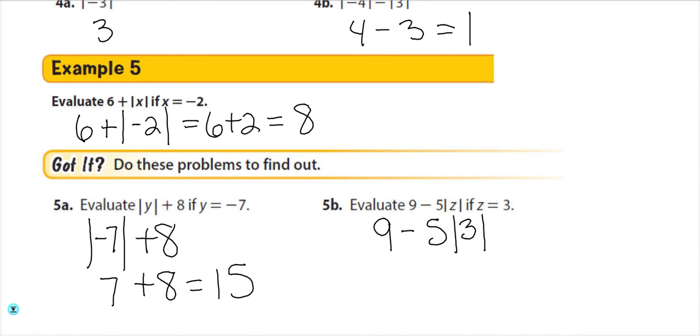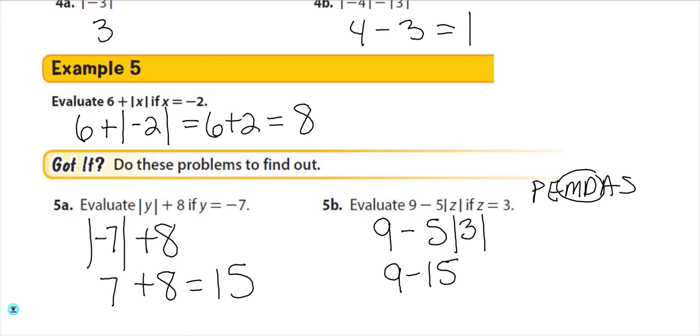Okay, so what we have is 9 minus 5 times the absolute value of 3. Well, you have to remember your PEMDAS, which is order of operations. And PEMDAS tells us we multiply and divide first, and then we add and subtract. So we actually need to do 5 times the absolute value of 3. We know that the 3 is 3 jumps away from 0, so this is actually 9 minus 15.